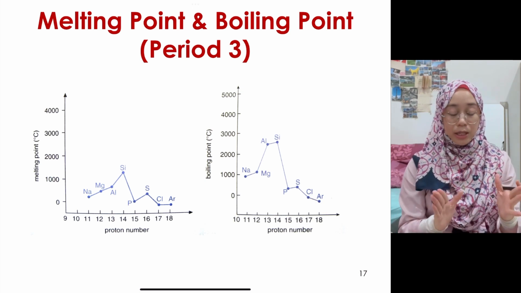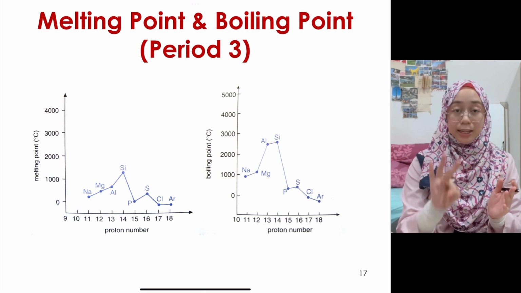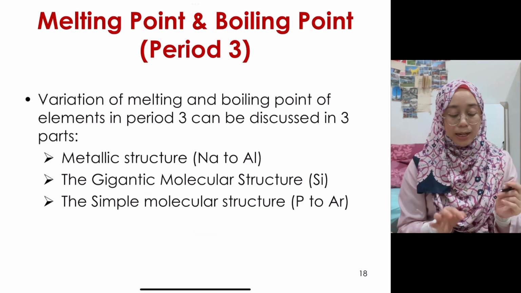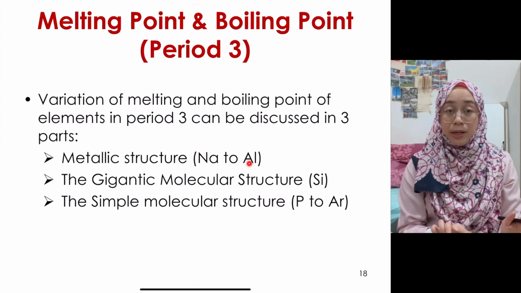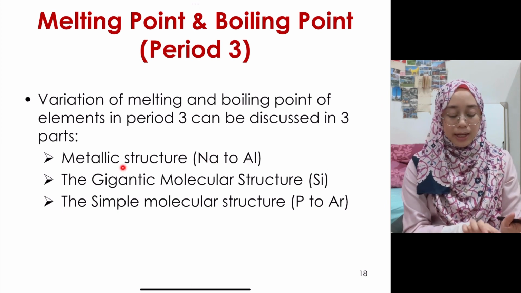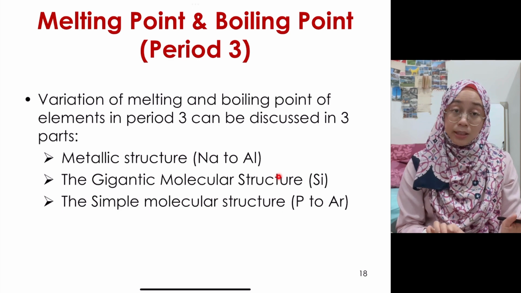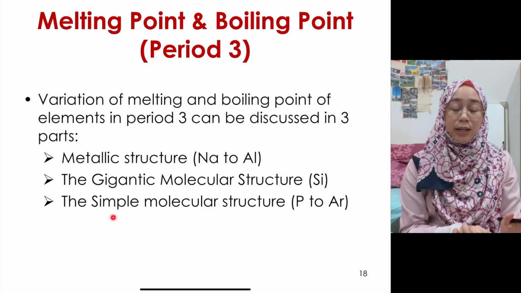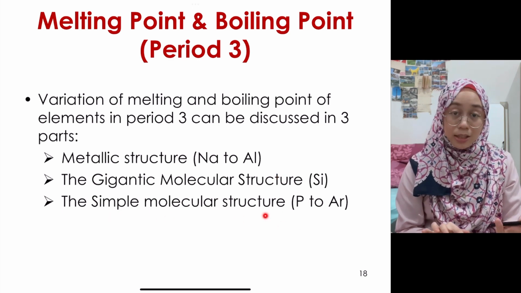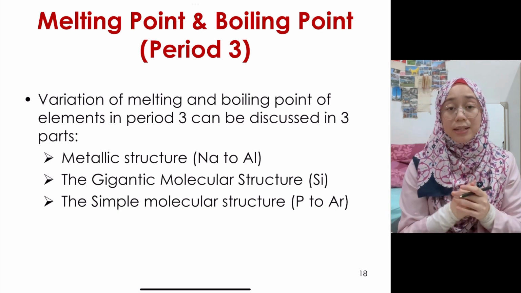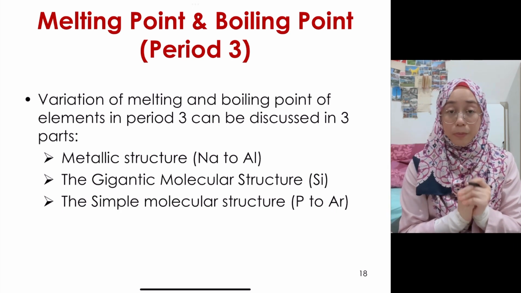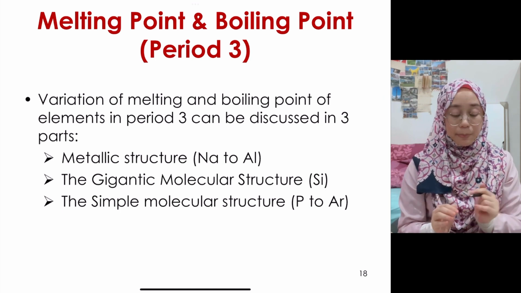So untuk kita punya ni, kita boleh bahagikan kepada 3 bahagian. Okay, so the first one kita akan kaitkan dengan the metallic structure antara sodium sampai aluminium, and the silicon pula kita akan kaitkan dengan gigantic molecular structure, and the last 4 kita akan kaitkan dengan simple molecular structure untuk explain the trends in the melting point and also boiling point untuk elemen yang ada dalam period 3 ni.